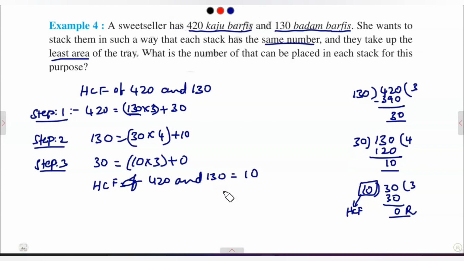That means the sweet seller can make stacks of 10, so that she makes the least number of possible stacks and the area would also be smaller. Okay, let us continue with the next exercise in the next video.